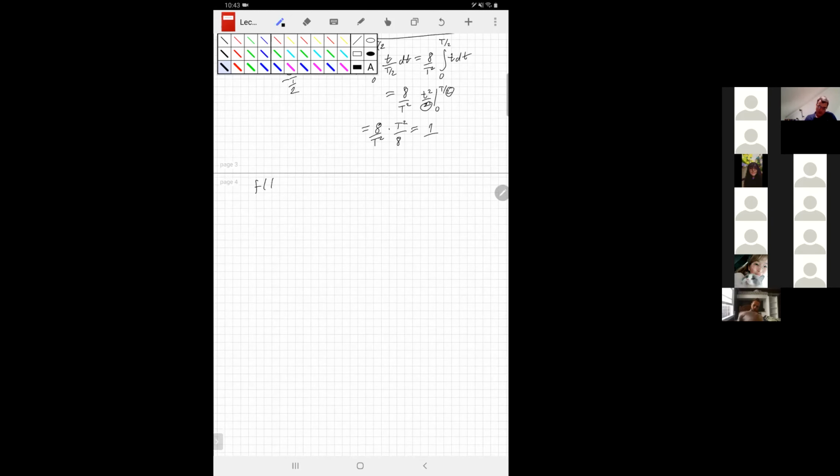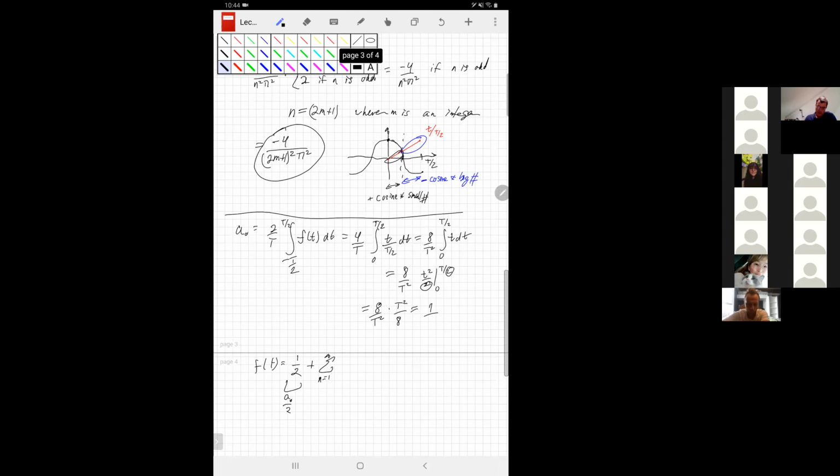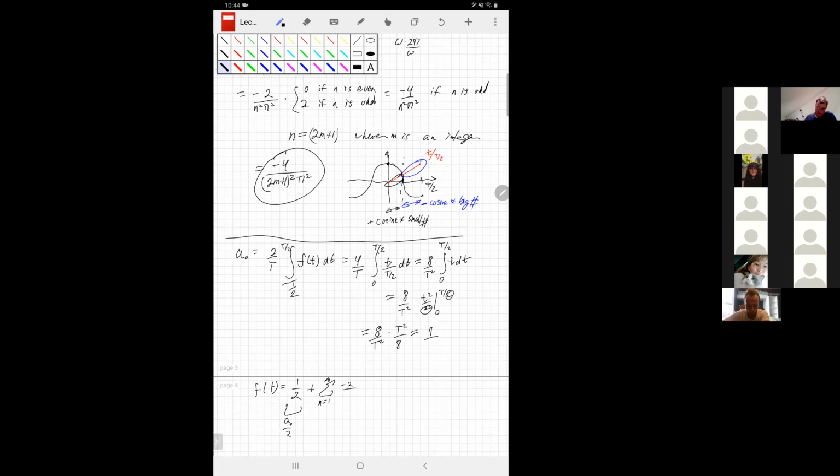So the end result is that f of t is equal to 1 over 2, because it's a naught over 2. A naught, the constant term, is the one that gets treated special, plus the sum from n equals 1 to infinity of, and I can write these things two different ways, minus 2 over n squared pi squared times 1 minus negative 1 to the n, cosine of n omega t, or 1 half plus the sum from n equals 1 to infinity of negative 4 over 2n plus 1 squared pi squared, cosine of 2n plus 1 omega t.